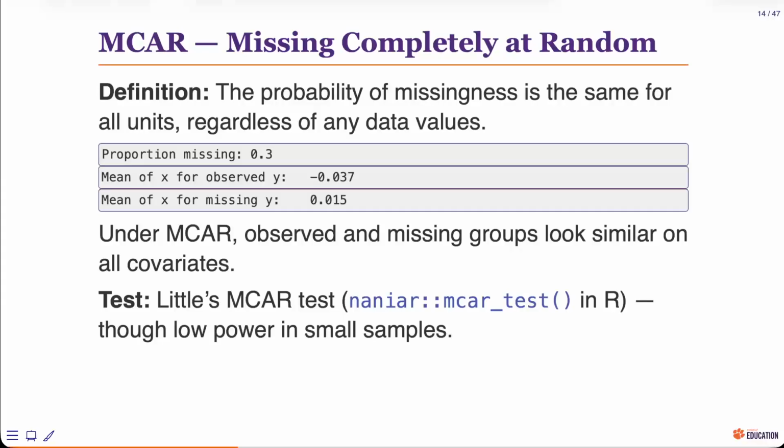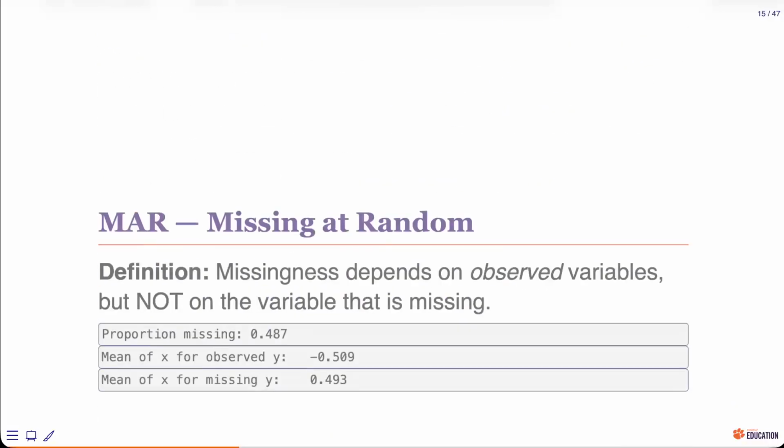Under missing completely at random, observed and missing groups look very similar on all the covariates, and it turns out Little created a statistical test for this. You can find it in the naniar package right here. This will allow you to test whether things are missing completely at random. Basically, you're testing whether these means are the same or different, although I will say it has low power in small sample sizes.